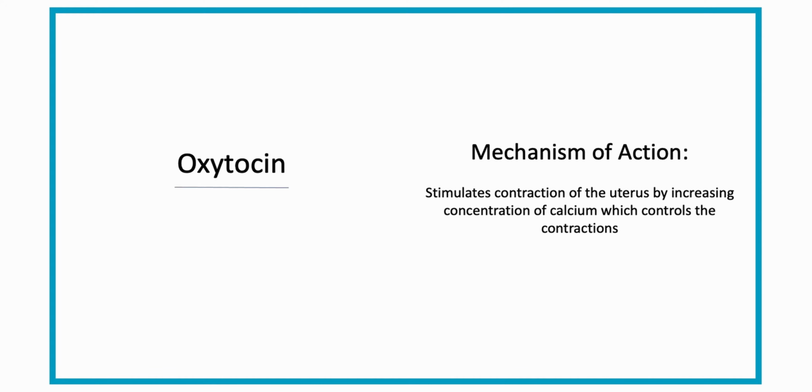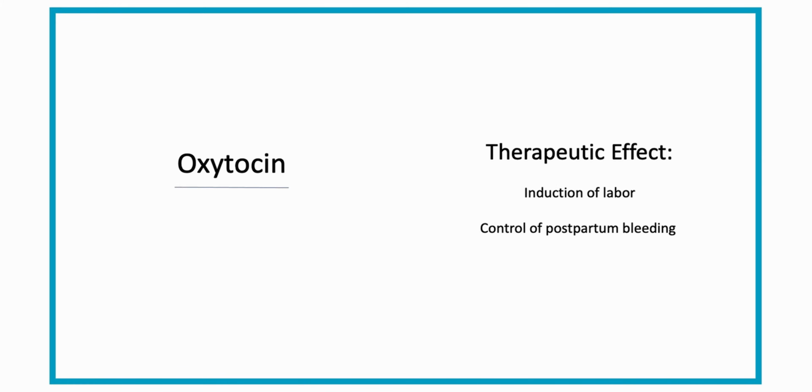The mechanism of action of oxytocin is to stimulate the smooth muscle of the uterus to contract by increasing the concentration of calcium within the muscle cells, controlling the contraction of the uterus. The therapeutic effect of oxytocin is induction of labor, contraction of the uterus, and to control postpartum bleeding.